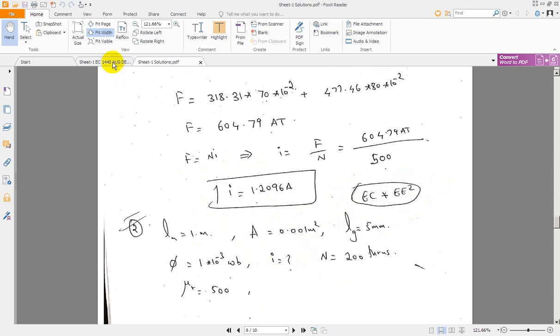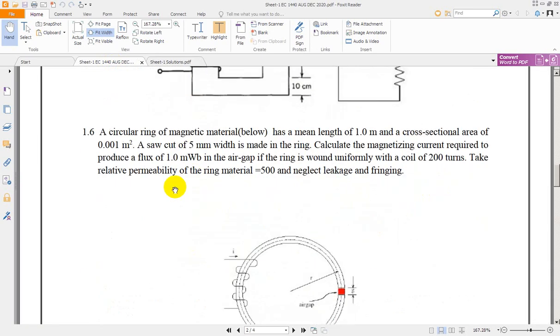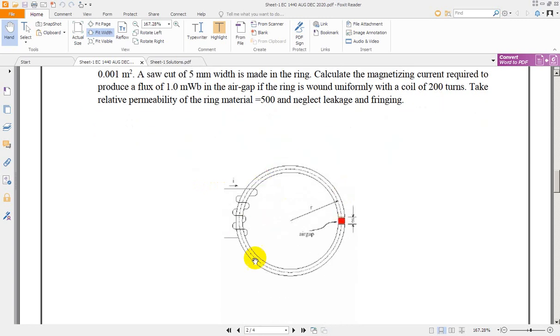Coming to the next problem, we are having a circular ring of magnetic material, has a mean length of 1 meter and a cross-sectional area of 0.01 meter square. A saw cut of 5 mm width is made in the ring. Calculate the magnetizing current required to produce a flux of 1 milliwebers in the air gap. If the ring is wound uniformly with a coil of 200 turns, take relative permeability of the material as 500 and neglect the leakage and fringing. We are having a circular ring.